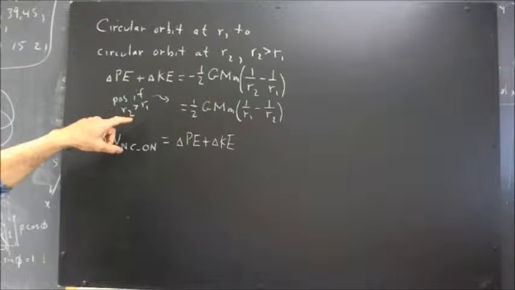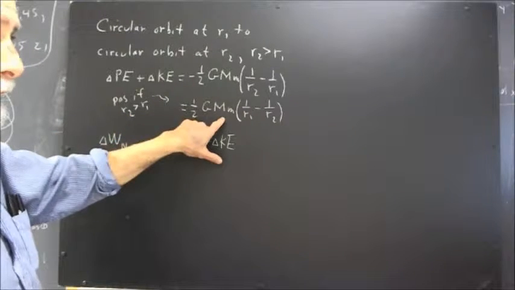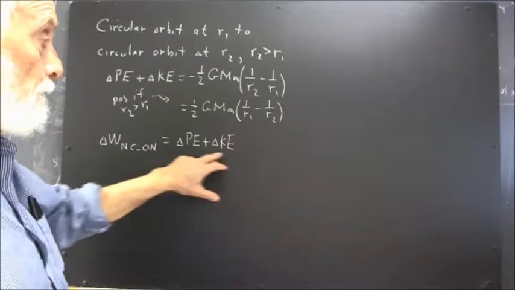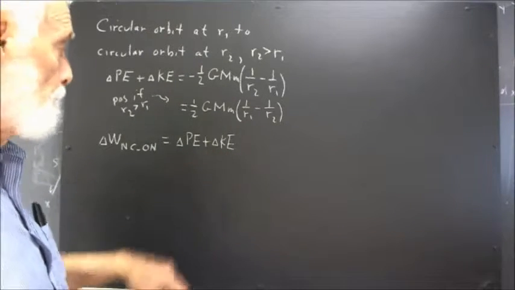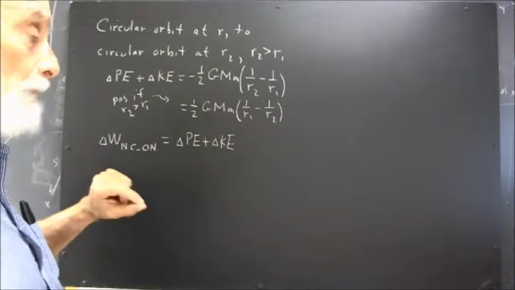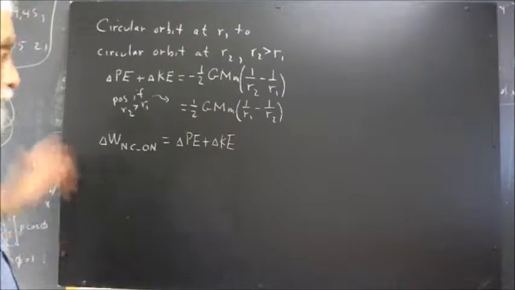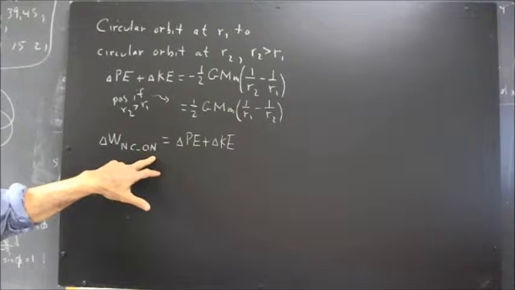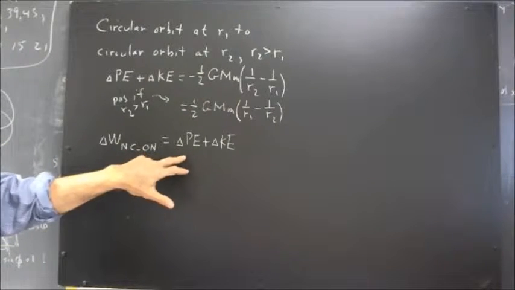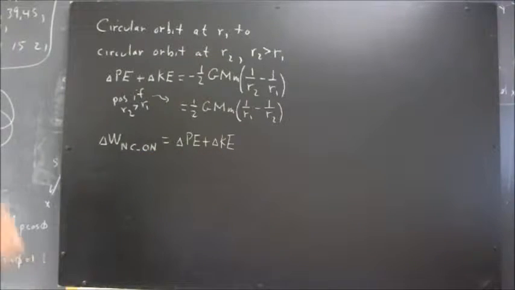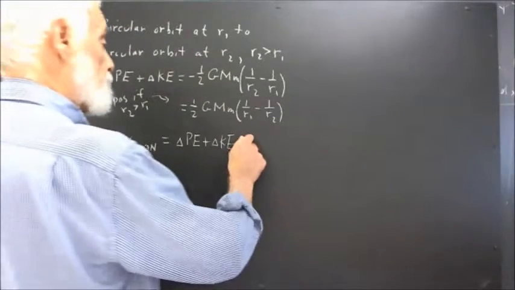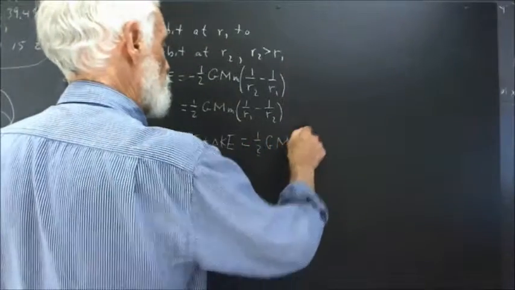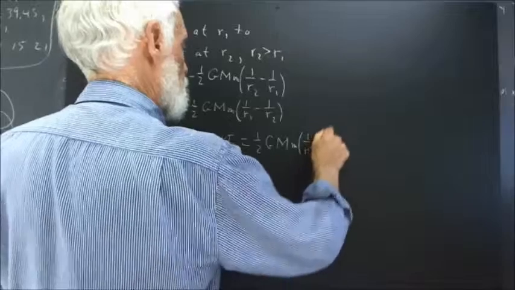But we have to understand that if r2 is greater than r1, the change in total energy is positive, so the potential plus kinetic energy is not constant. It increases by this amount. And that implies, by the work-energy theorem, that the work done by non-conservative forces on the system, which is equal to delta PE plus delta KE, is 1/2 big G, big M, little m, times 1 over r1 minus 1 over r2.